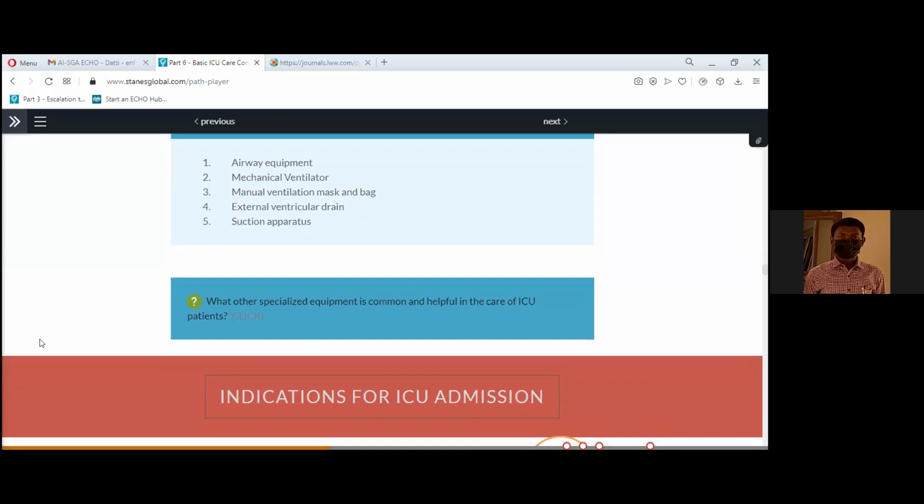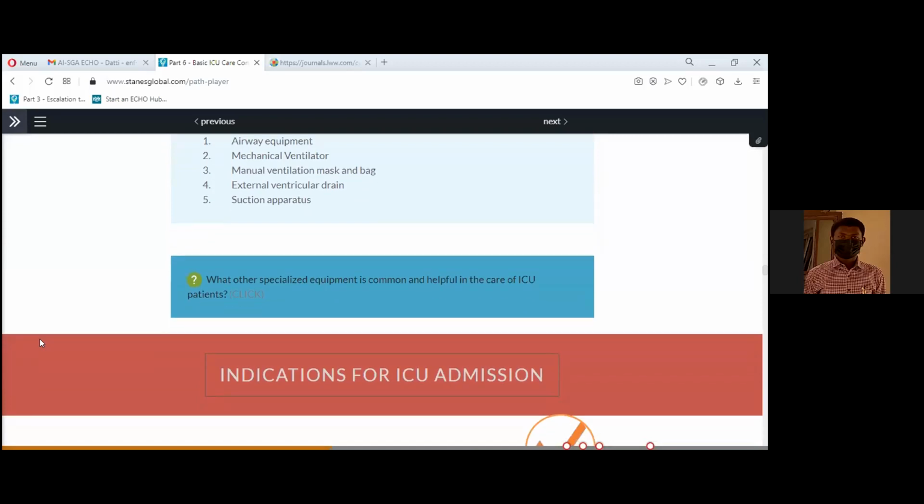Okay. So we have a general question. What other specialized equipment is common and helpful in the care of ICU patients? So this is for all patients being managed in the ICU. So what other specialized equipment is common? We can respond via the chat box. There is no response yet.